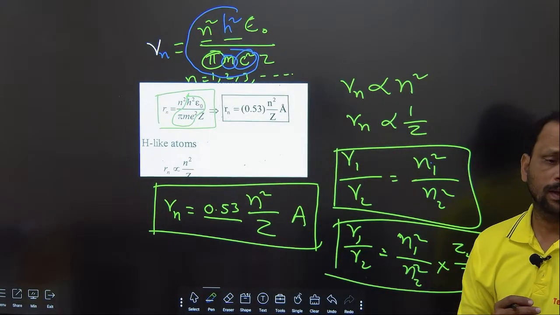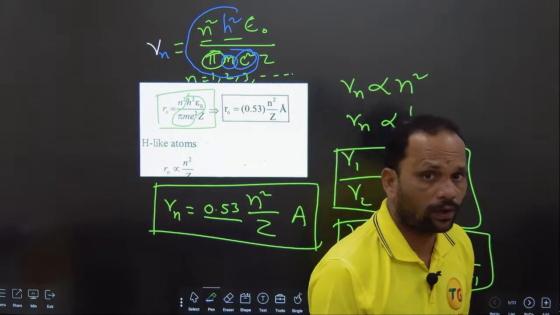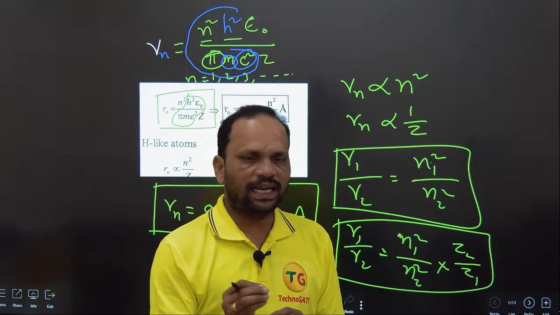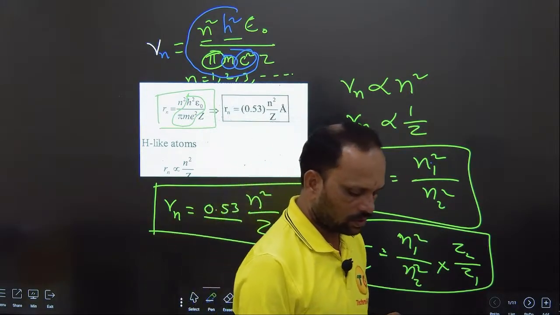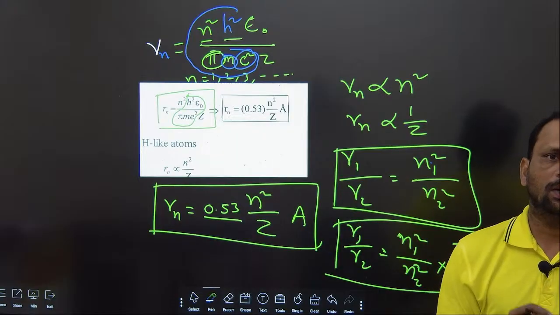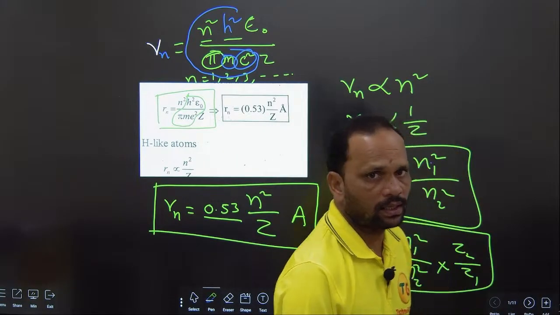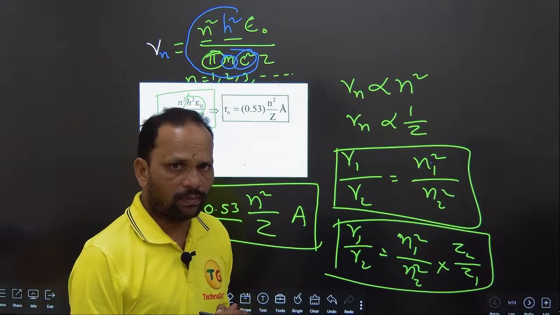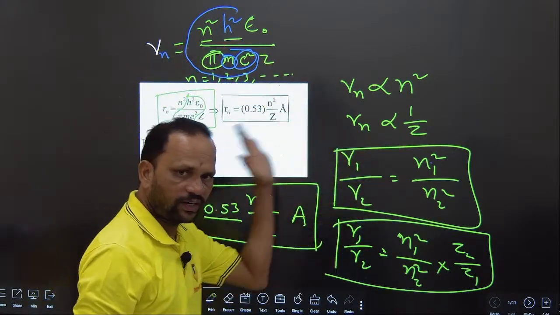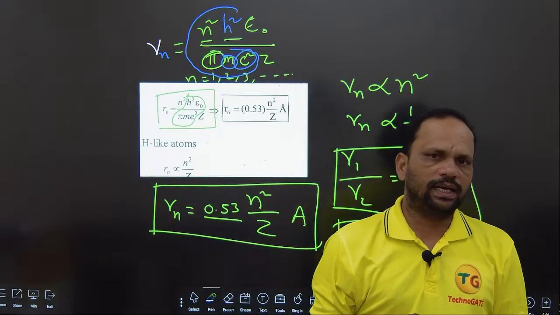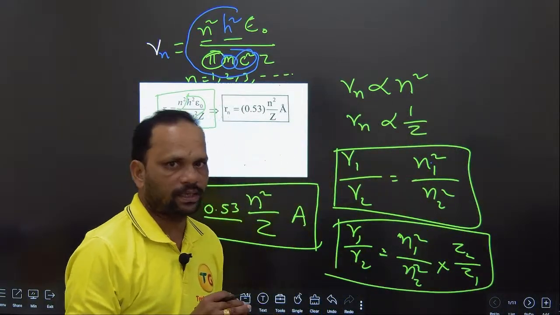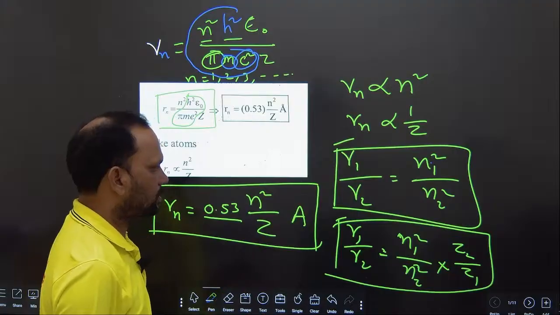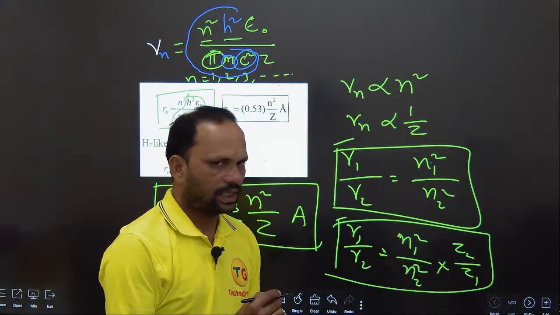One more thing I need to clarify. This Bohr atomic model is only for hydrogen and helium plus atoms, that is, single electron atoms. It applies only to atoms with a single electron. We will discuss the drawbacks of the Bohr atomic model later. But everything we have discussed here is applicable for the hydrogen atom or the He plus atom. Now this is the formula: R1 by R2 is equal to n1 square by n2 square into z2 by z1.